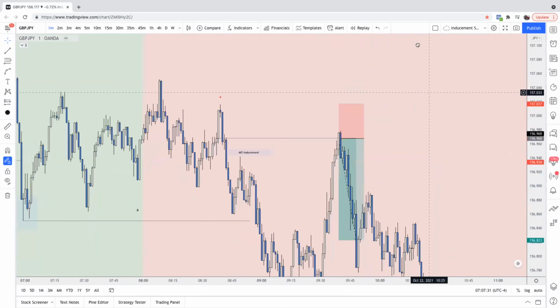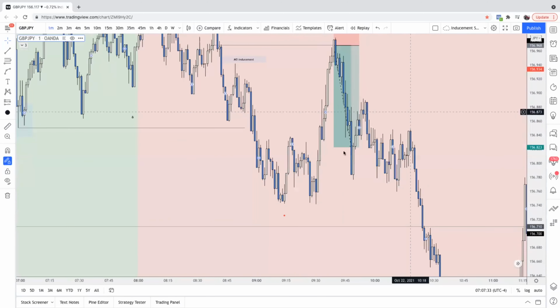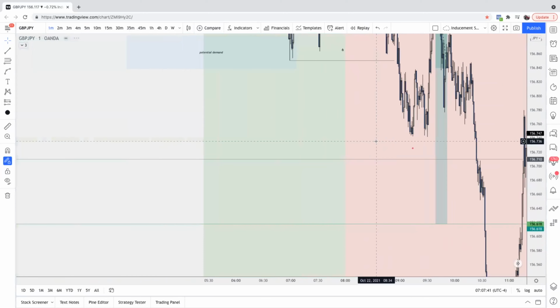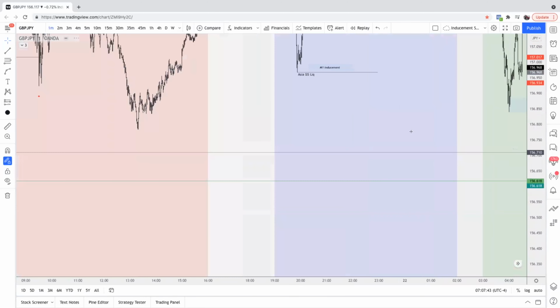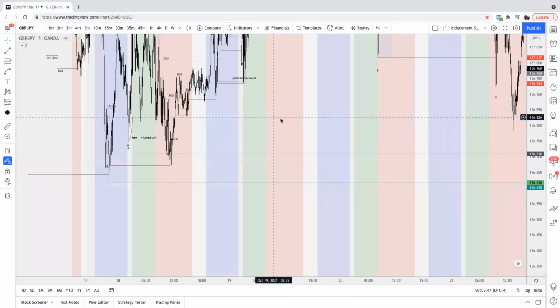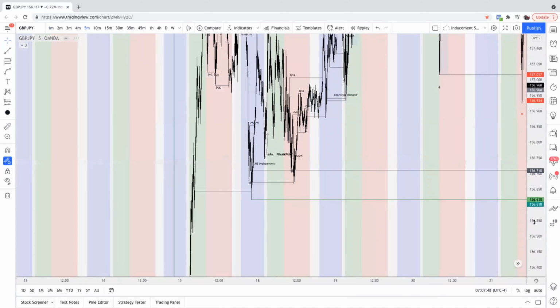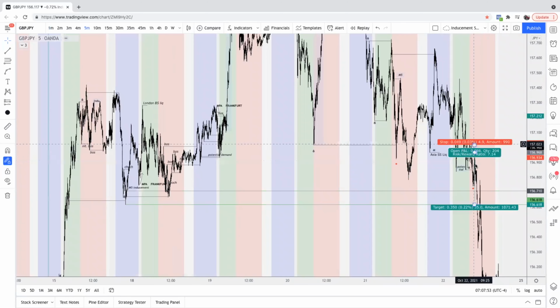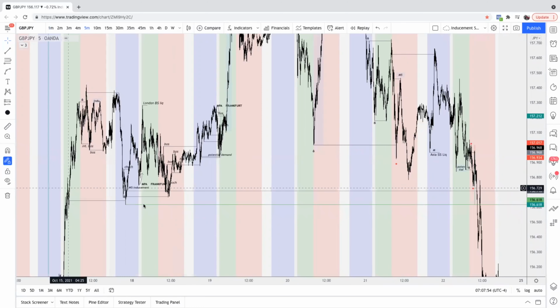And then first target is obviously here for me. This was created at the very beginning of the week here. Liquidity created at the very beginning of the week.